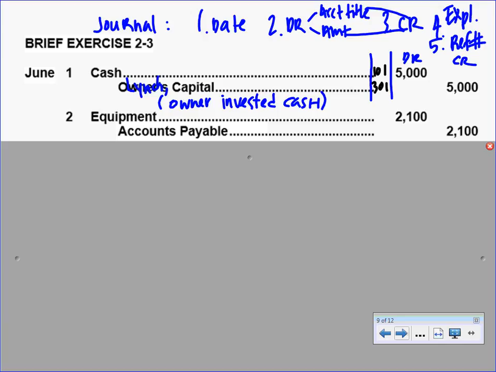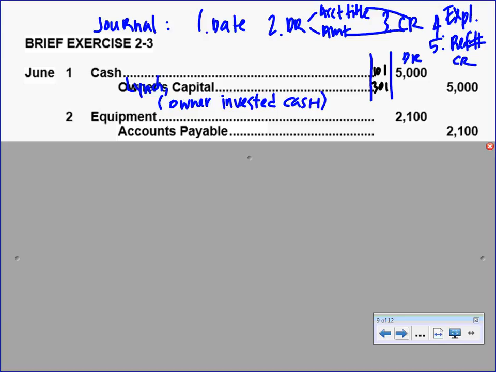Let's think about the big ALO T for just a minute. Equipment is an asset on the left. If we got more of it, that's a good thing. We know if there's a debit, the other half has to be a credit. But accounts payable is on the right side of the big ALO T. So a credit is an increase. So debits and credits do not always mean increase and decrease. It depends on what side of the T you're on. In this case, the debit is an increase and so is the credit, because we got more equipment, but now we also owe more to whoever we bought the equipment from.